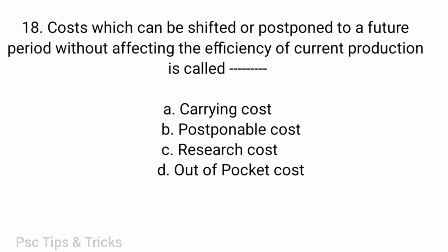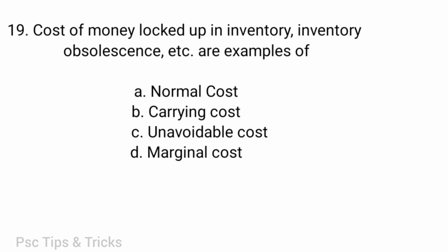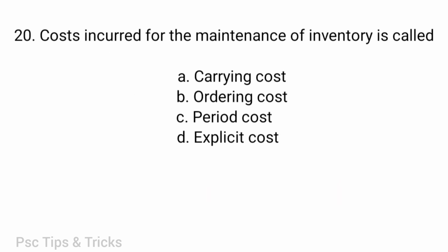Cost which can be shifted or postponed to future period without affecting the efficiency of current production is called dash. Carrying cost, postponable cost, research cost, out-of-pocket cost. Postponable cost. Cost of money locked up in inventory, inventory obsolescence, etc. are examples of normal cost, carrying cost, unavoidable cost, marginal cost. Carrying cost.